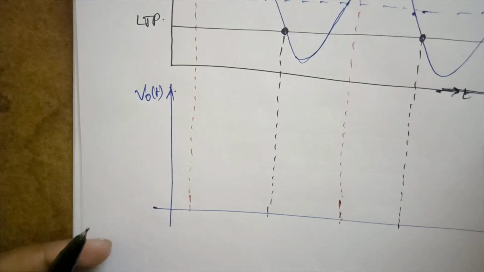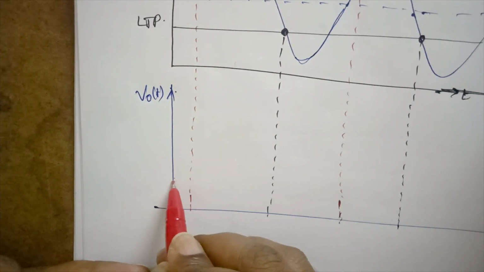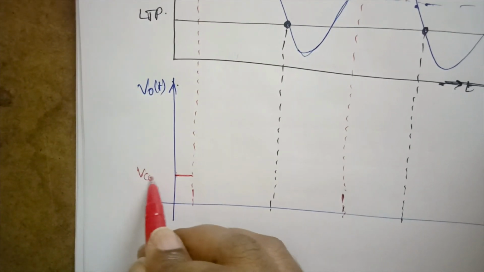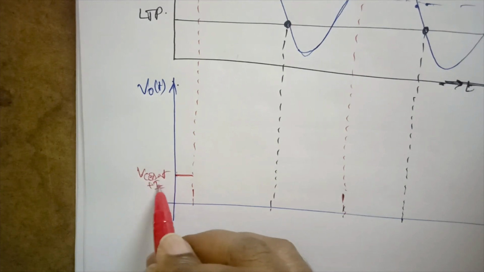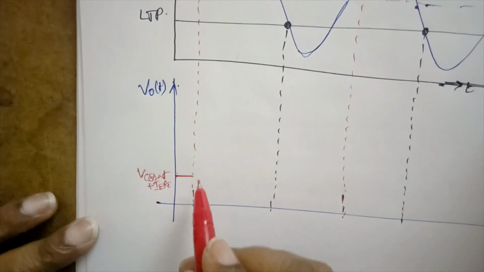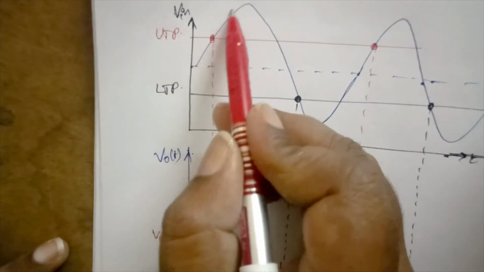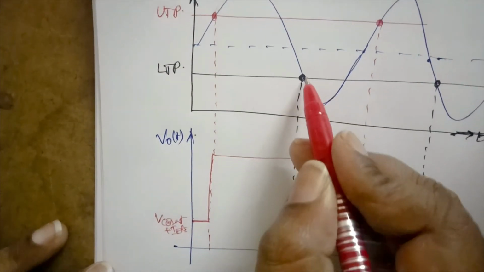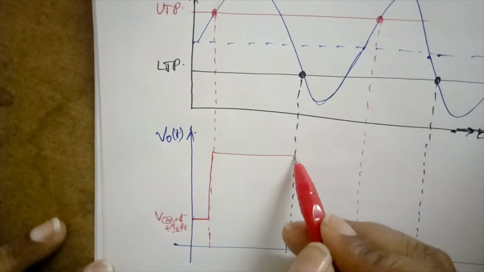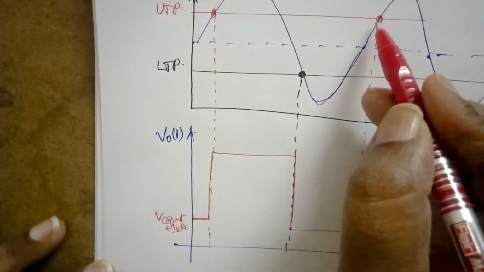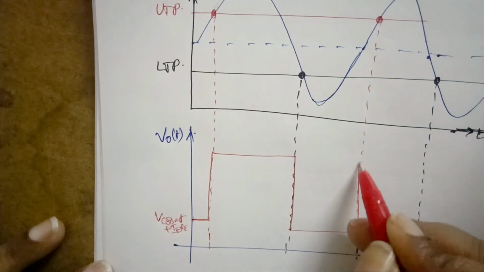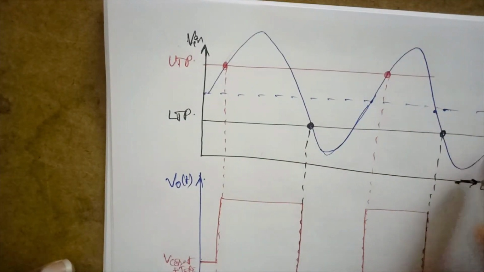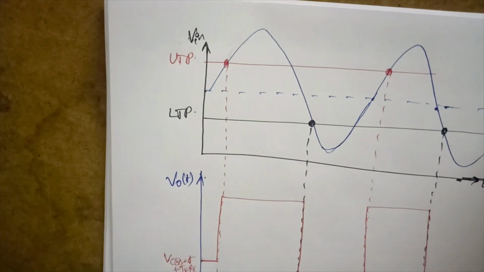Now I write the output. Initially Q2 is on, so we are getting VC SAT approximately plus IERE. Next, when UTP is reached, Q1 is on, at this point Q2 is off, and we are getting VCC. Then when LTP is reached, Q2 is on, therefore the output is VC SAT. When UTP is reached, Q2 is off, therefore we are getting VCC. So like this we are getting the output, even for a complete positive signal.